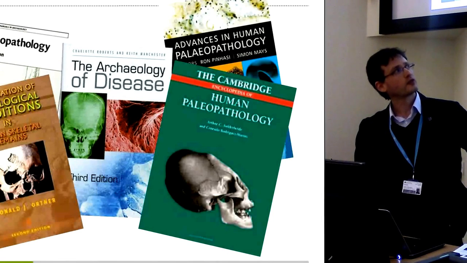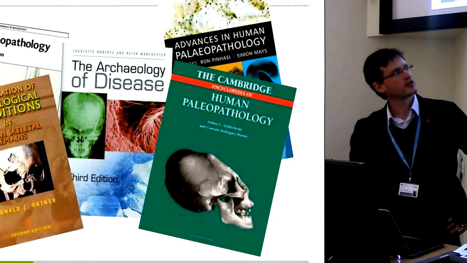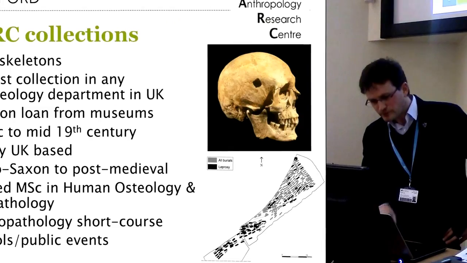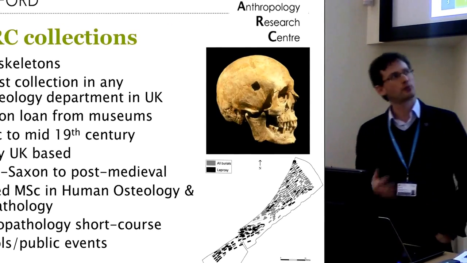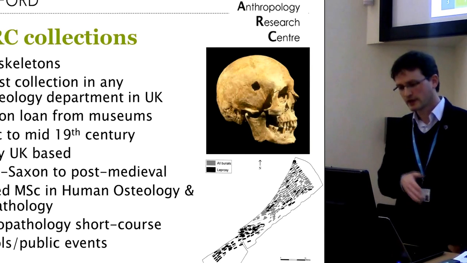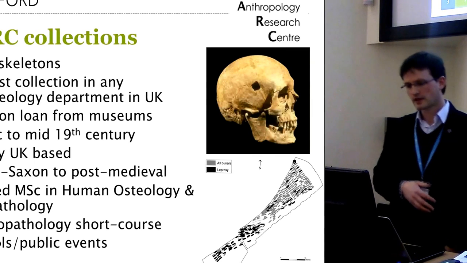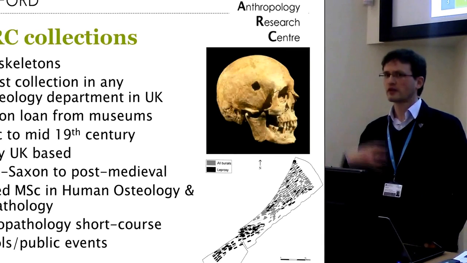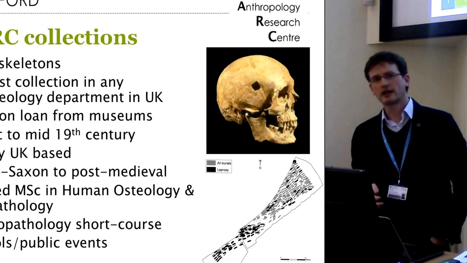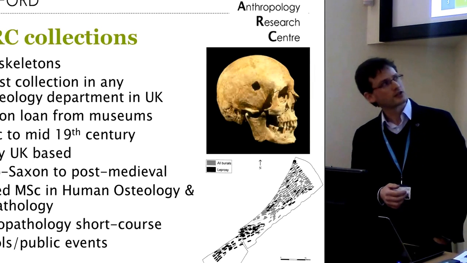And many of them have some form of connection here in Bradford. That picture on the front of Don Ortner's book, I'll be coming back to in due course. But our collections are very extensive. They're probably the largest collection within a UK archaeology department of human skeletal material. We have more than 4,000 skeletons. Most of them come to us and we hold them on long-term loan. And they range in date from the Neolithic through to the mid-19th century.